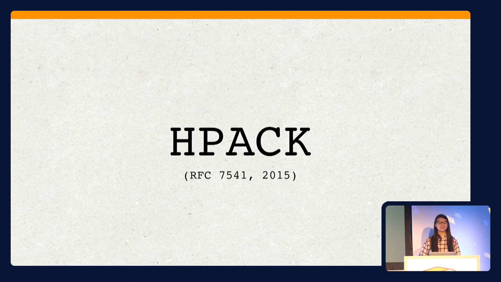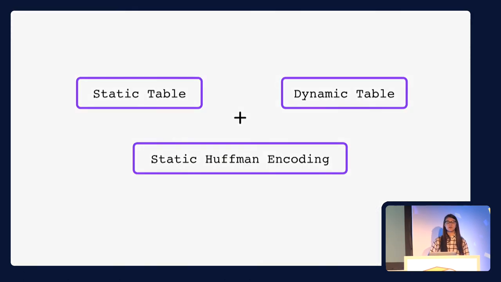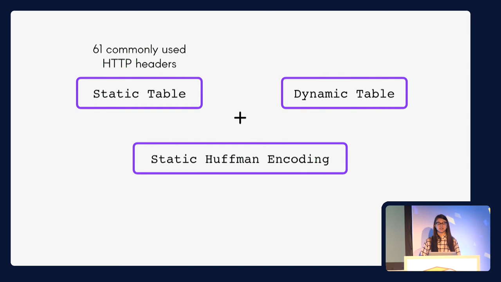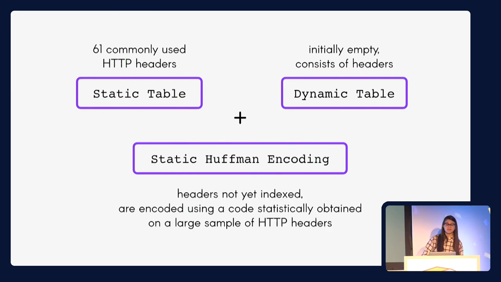Remember we said that HTTP headers represent an overhead, especially with lengthy cookies. Well, in H2, this is solved using HPACK, a compression format specifically designed for HTTP headers. The secret formula for reducing the number of bytes on the wire used for representing HTTP headers is the following. A static index table with 61 most commonly used HTTP headers, a dynamic table that is populated with new headers for the duration of the connection, and the headers that are not indexed are encoded using static Huffman encoding, using a code statistically obtained on a large sample of HTTP headers.